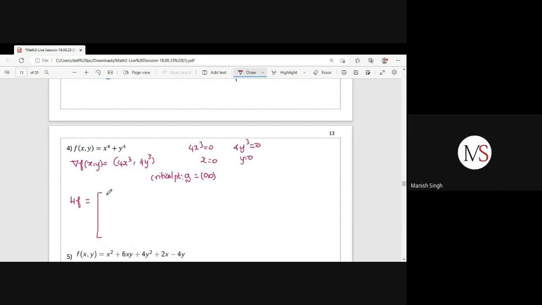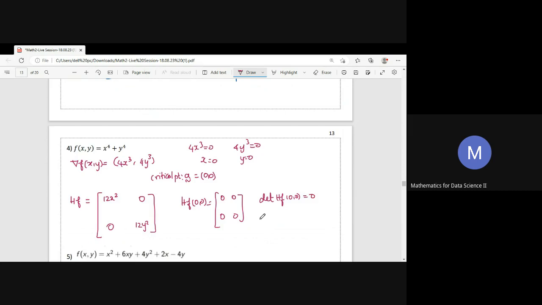12x square, and then 0, 0, 12y square. Okay. And now the Hessian matrix at the point (0, 0) becomes the zero matrix, so the determinant is also 0. If the determinant is 0, what about the test? Inconclusive. So the test is inconclusive. We cannot conclude anything from this.